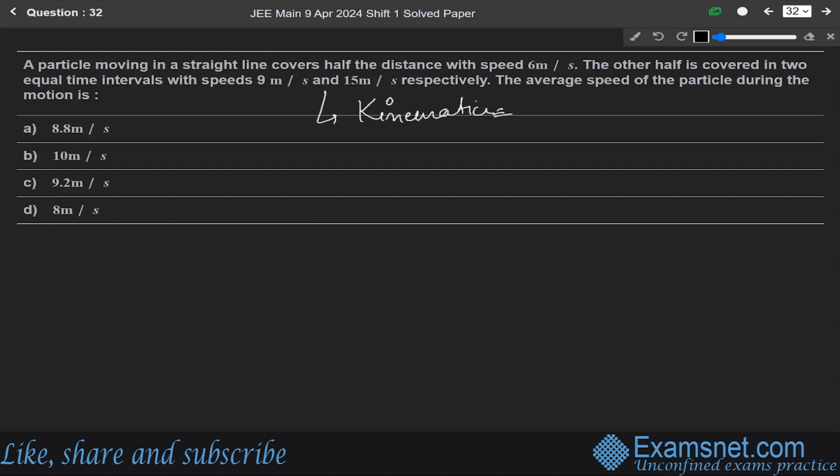Okay, we have a particle which is moving along a straight line. Let us say this is a straight line, and it covers half the distance with 6 meter per second. Let us label the points A, B, C and D. Let us say AB distance is covered in time T1, and BC is time T, and CD is also T. So the distance between them is S and S. So the particle is covering half the distance with 6 meter per second. We have the displacement between B and D.